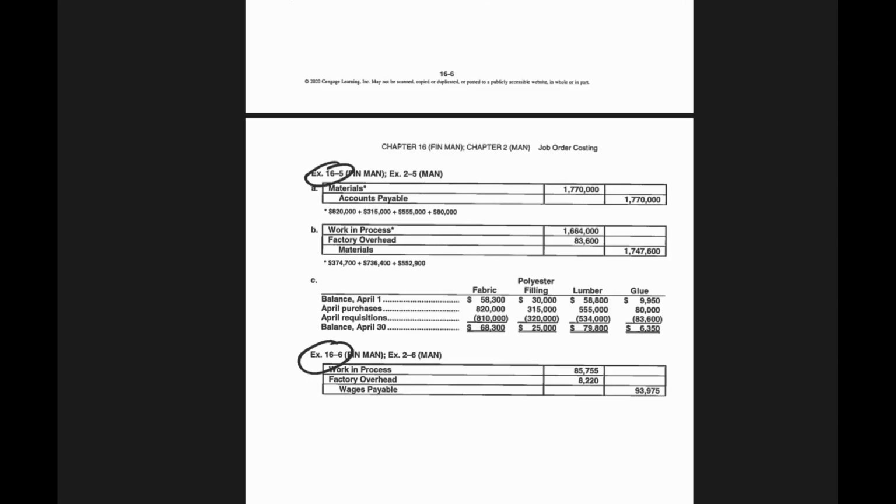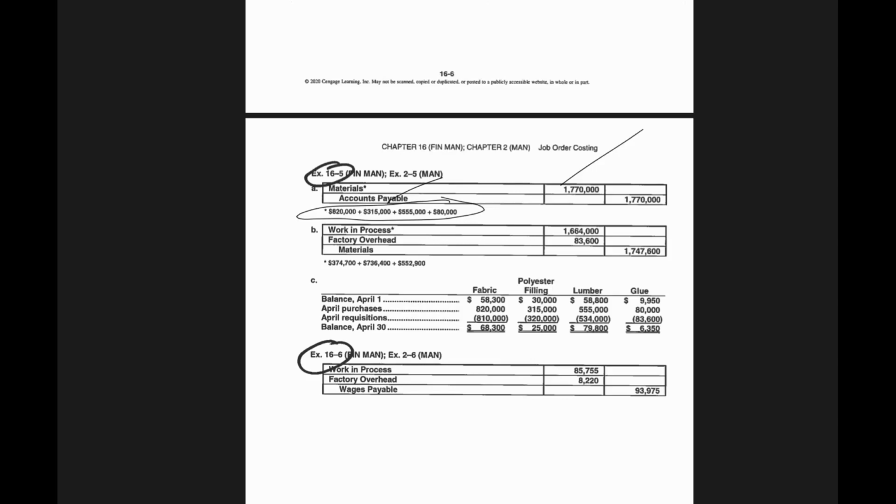Letter A, journalize the entry to record the purchase. So that's that second section there. You add the 820, the 315, the 555, and the 80 in the second section. That is where we put it all to materials. Journalize the entry to record the purchase of the materials purchased during April. It doesn't really say that it's on account, so whether you used cash or AP is just fine.